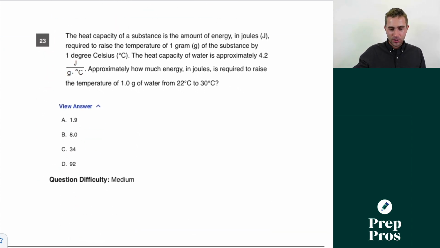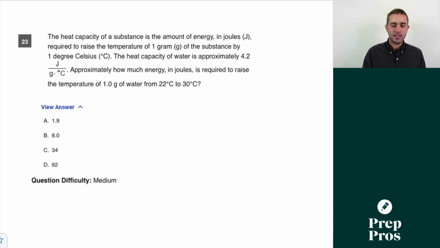Now for 23 here. The heat capacity of a substance is the amount of energy in joules required to raise the temperature of 1 gram of substance by 1 degree Celsius. The heat capacity of water is approximately 4.2 joules per gram times degree Celsius. Approximately how much energy in joules is required to raise the temperature of 1 gram of water from 22 Celsius to 30 Celsius?